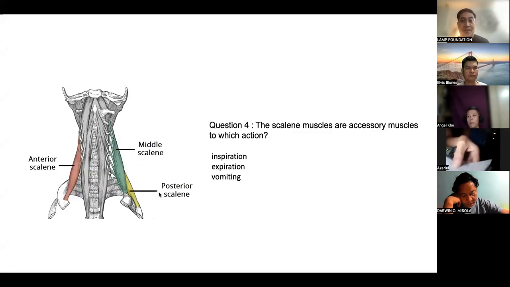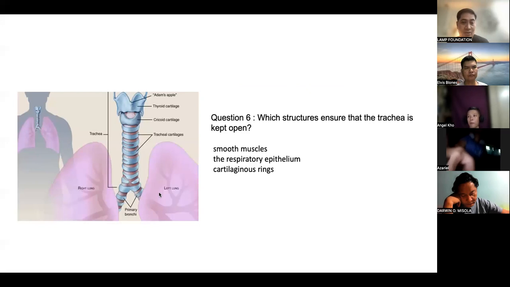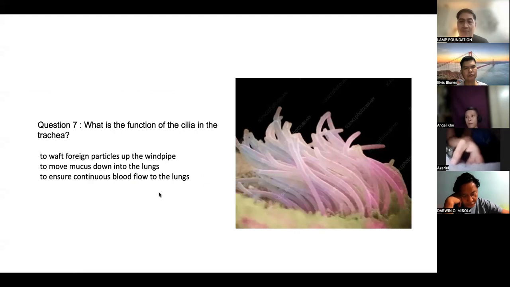Hemoglobin. The scalene muscles are accessory muscles to which action? Inspiration po. What type of condition is asthma? Obstructive condition. Which structures ensure that the trachea is kept open? Cartilaginous rings. What is the function of the cilia in the trachea?